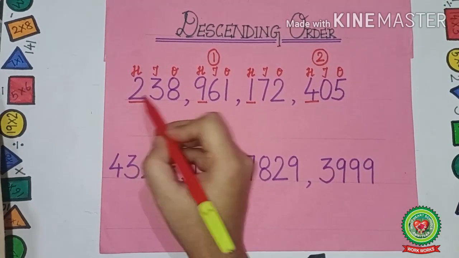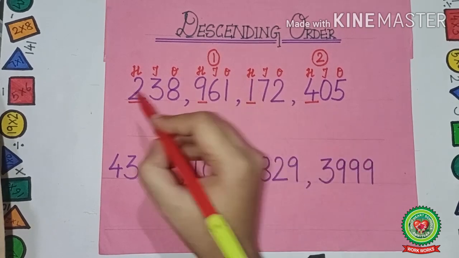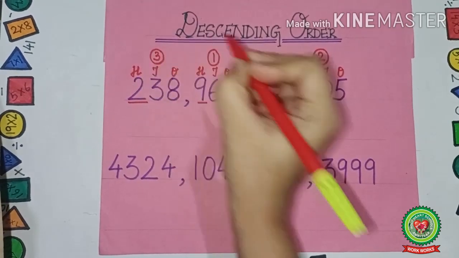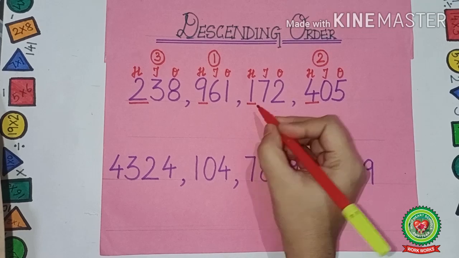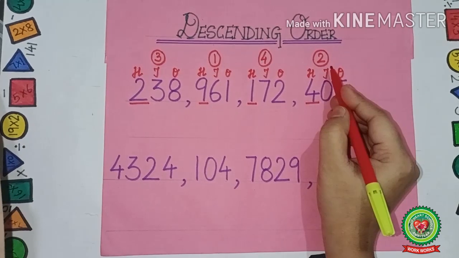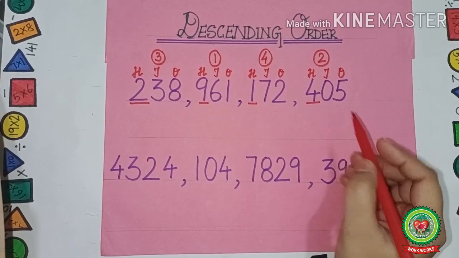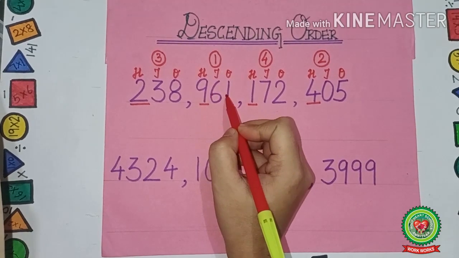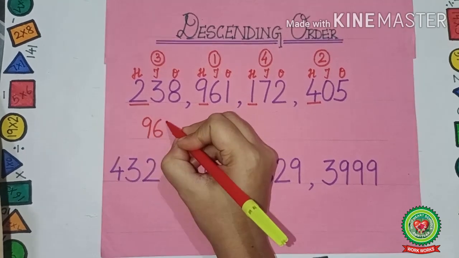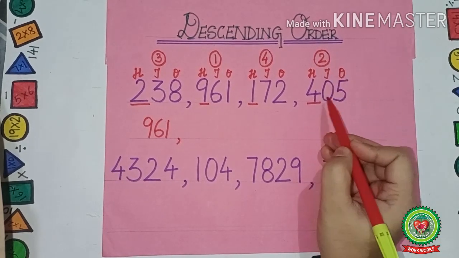Now next number is 2 and 1. Which is the biggest among 2 and 1? 2. So we know that 238 will be the third in the order. And last 172 will be the fourth in the order. So now we have written the numbers. Now according to these numbers, we will arrange in descending order. So number 1 is 961. So over here we will write down 961, comma. Now number 2 is 405.